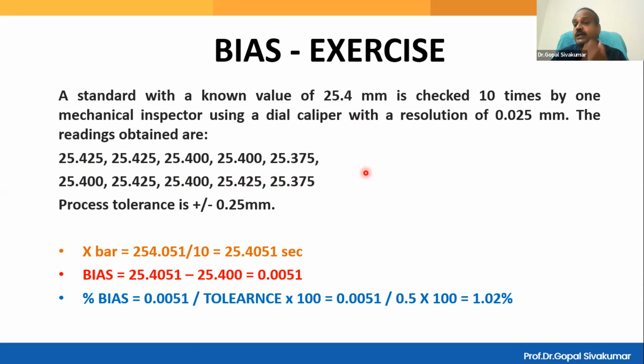And now I want to know whether your readings are accurate or not. For that purpose, I will calculate bias. When you have 10 readings, the first thing you need to do is calculate the average. Average of the 10, easy job, right? You add all the 10, divide by 10, what do you get? 25.4051. But what is the true value? 25.401. So how much is the difference between the average and the true value? 0.0051. The 0.0051 is the bias. All of you understand how the bias is calculated?